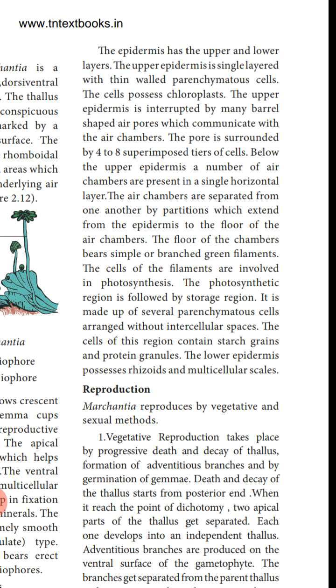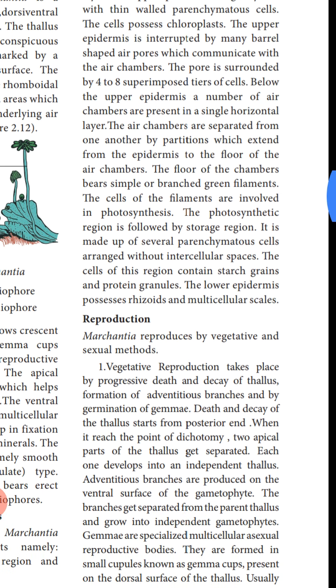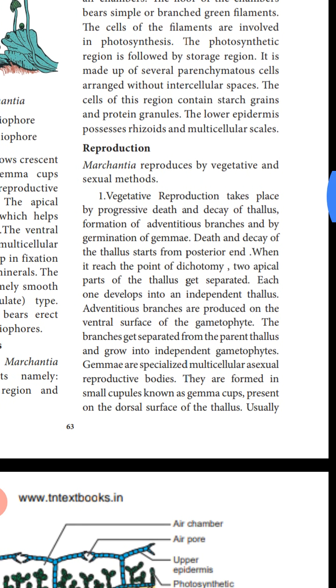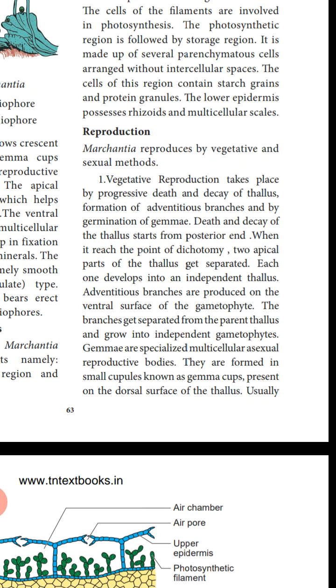So we already studied the TS of the Marchantia thallus. Next we are going to study reproduction. Marchantia reproduces both vegetatively as well as by the sexual method. We have studied different methods of vegetative reproduction in the bryophytes. Vegetative reproduction takes place by progressive death and decay of the thallus. So one method is, as the thallus matures and gets old, it starts dying. From this dying thallus, new thalli originate.